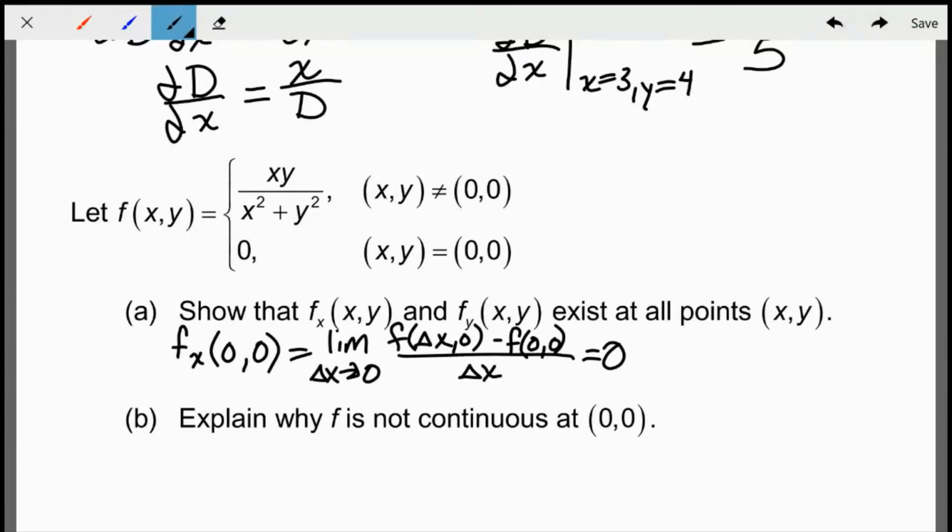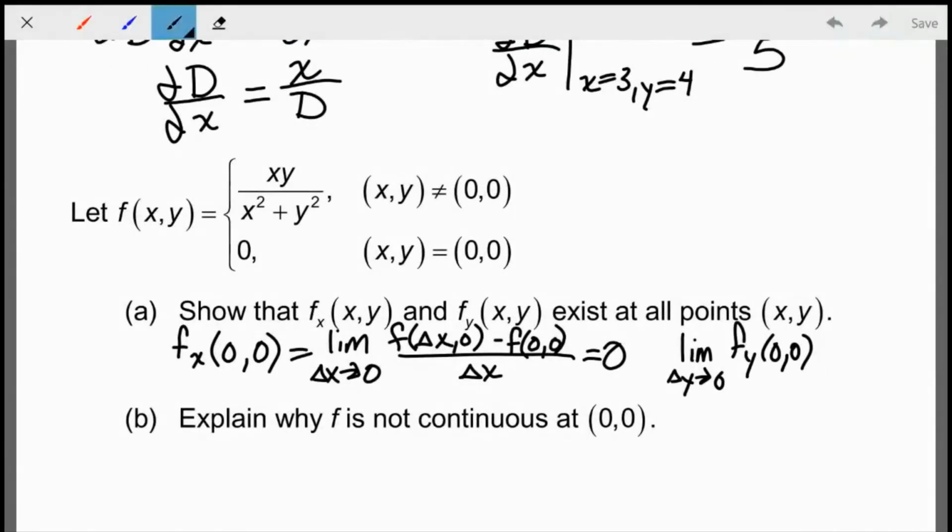We need to do the same thing in the y direction. So if we go through and we take the y partial derivative, we would essentially be doing the limit as delta y approaches 0 of this f_y at (0, 0).